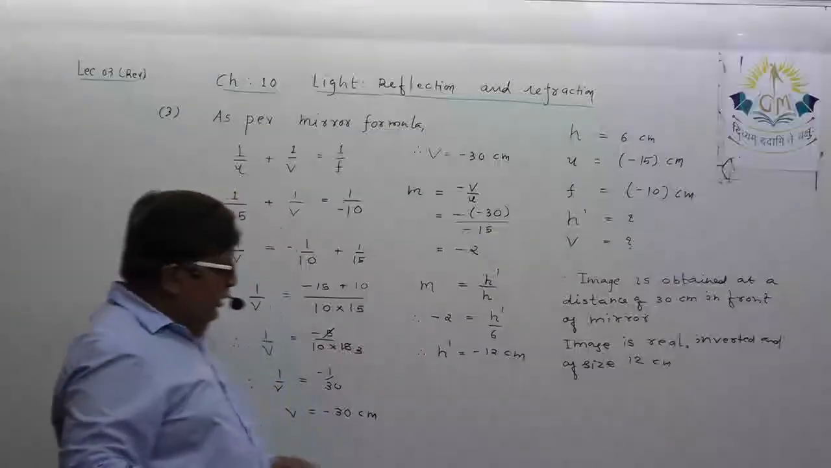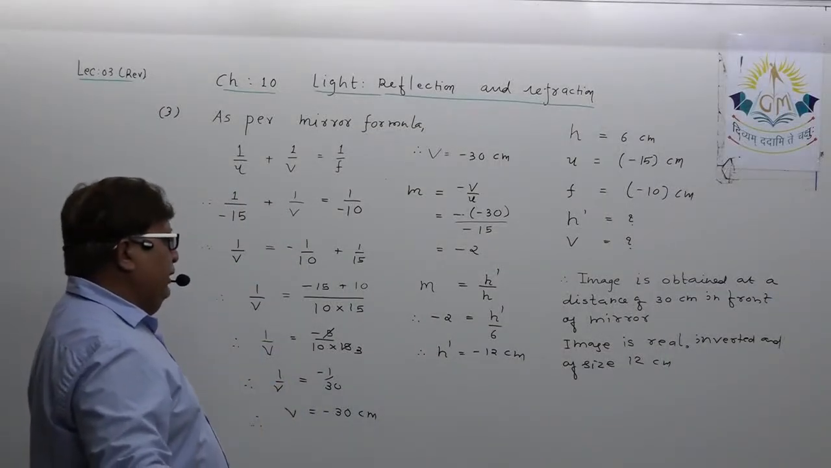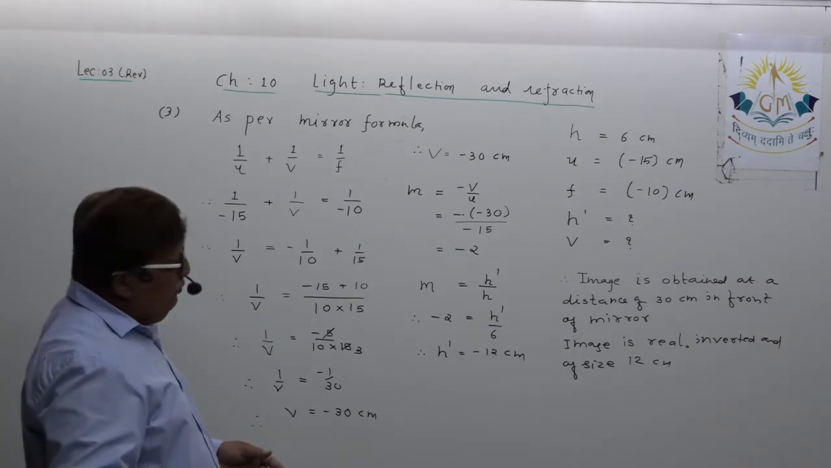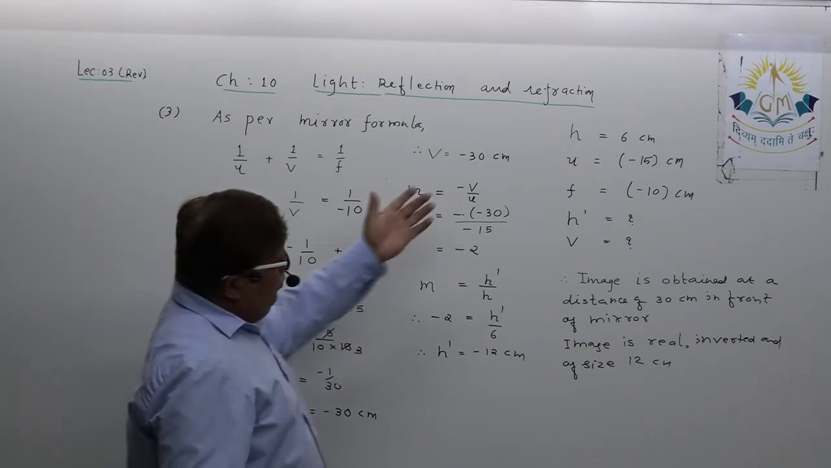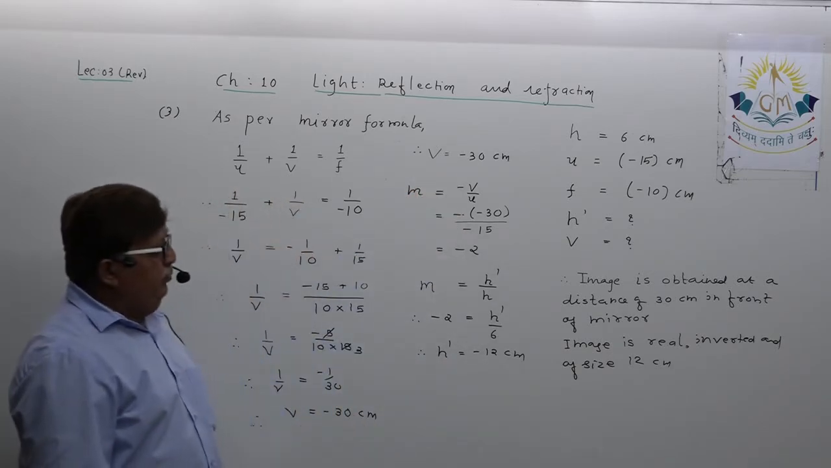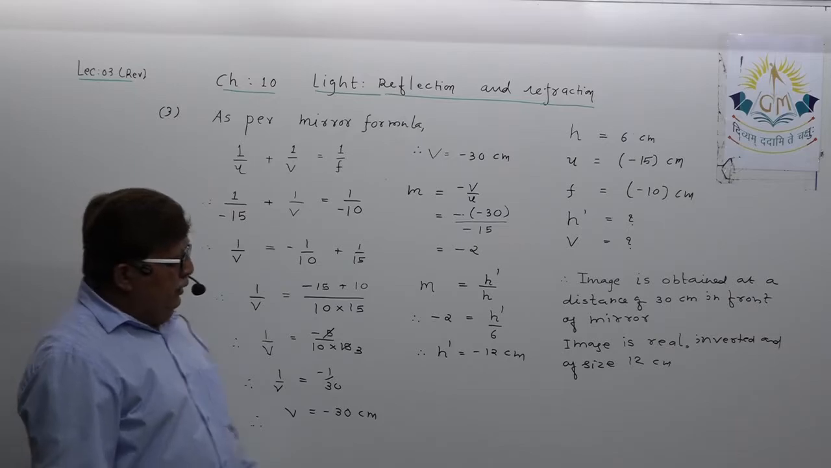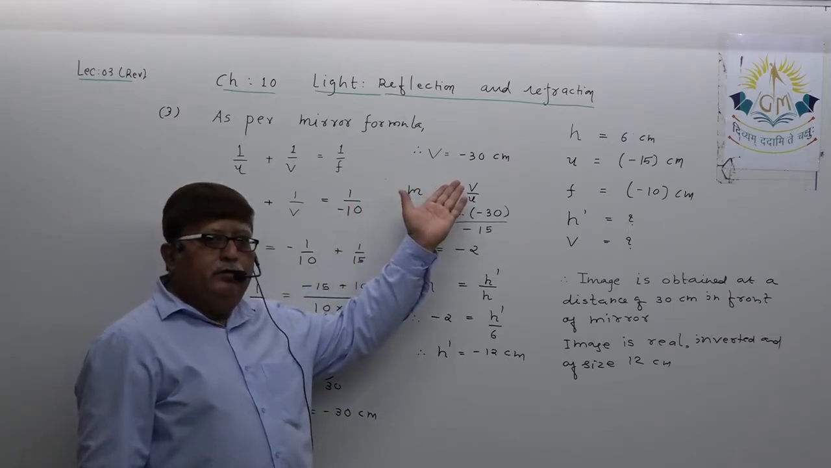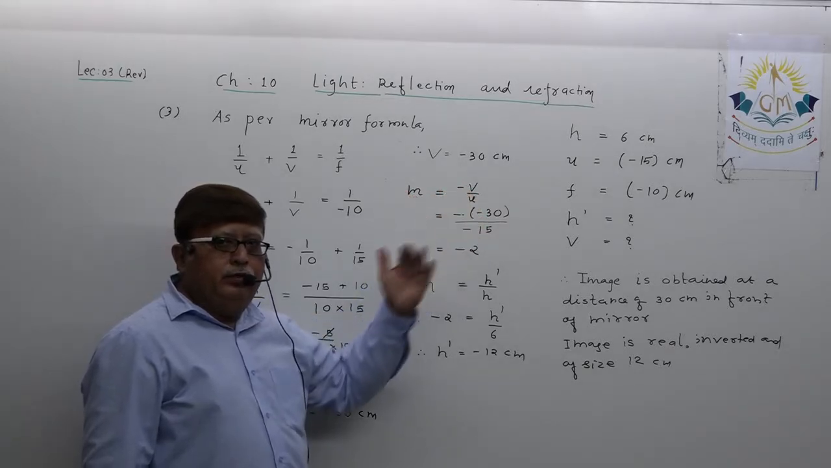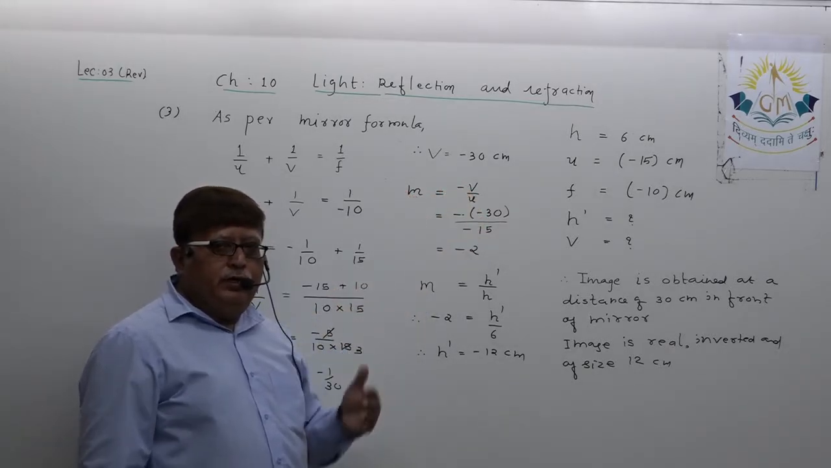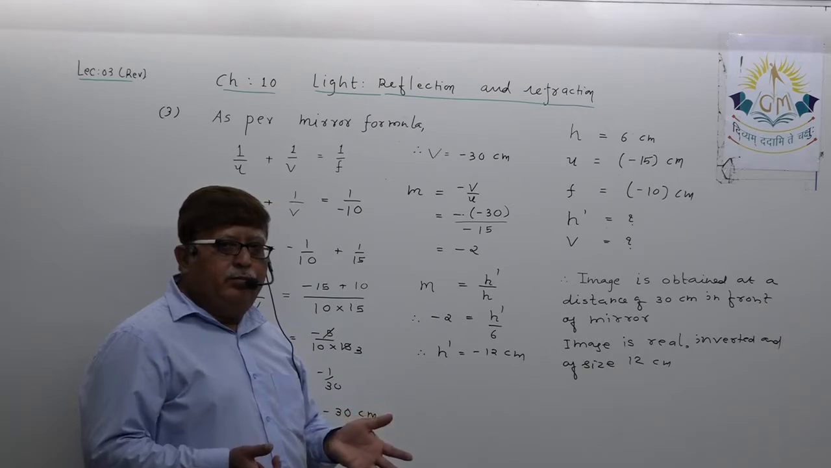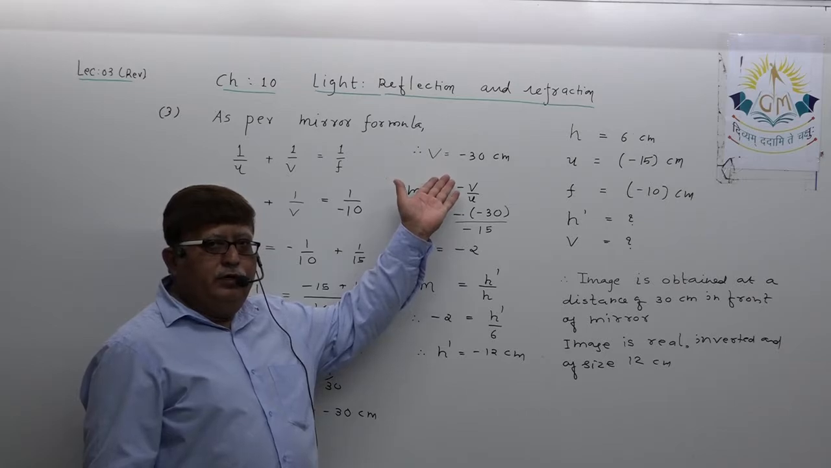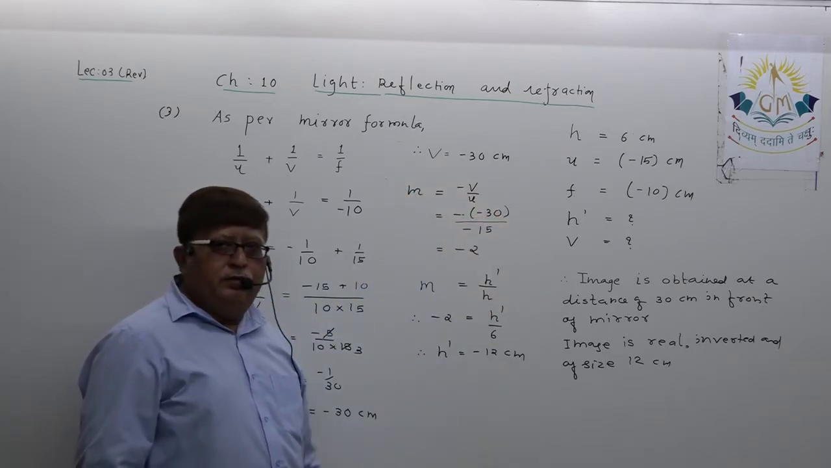Understood. The sum can be, dear student, manipulated in any way. Understand the similar example. If I just mention that the height of the object is 6 centimeter, and the image is obtained at a distance of 30 centimeter in front of the mirror where the object has been placed, then obviously, dear student, the value of V is given. You are able to find the value of U.